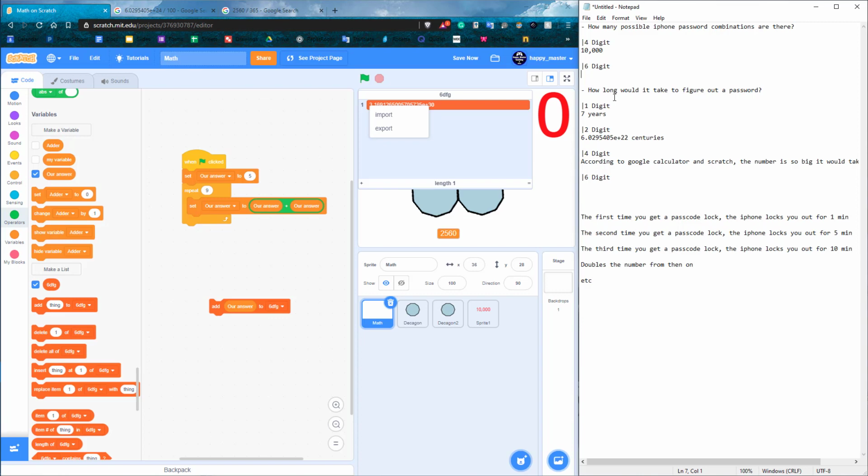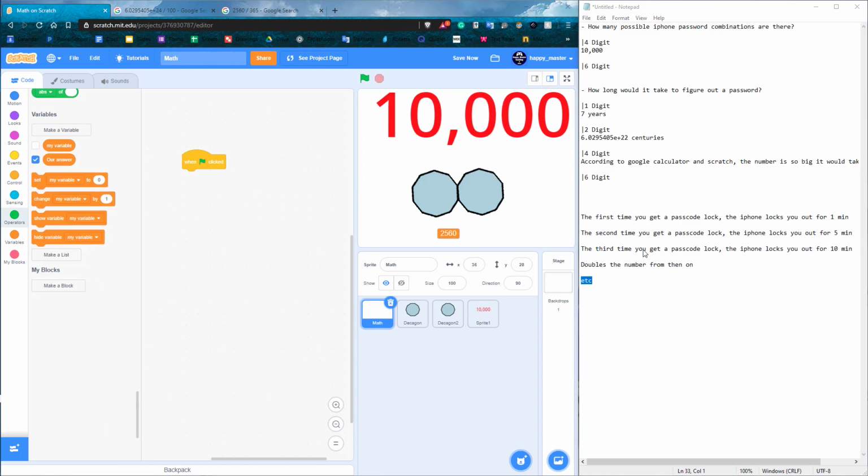Okay, so I hope you paused the video and did it, but now I'm going to calculate it for you. So, how many possible iPhone password combinations are there? It would literally just be 10 to the power of 4. And 10 to the power of 4 is for a 4-digit, so for a 6-digit, it'd be 10 to the power of 6. That's 10 times 10 times 10 times 10 times 10 times 10.